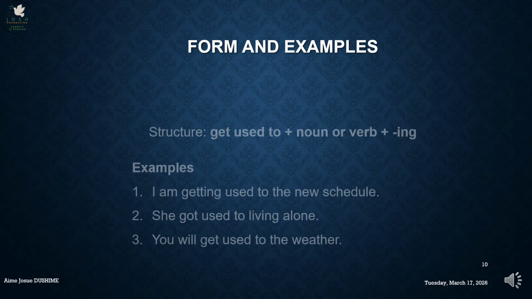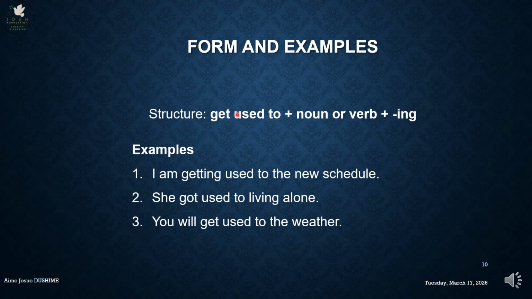Let's see the form and examples. This is subject plus get used to plus verb-ing form, gerund, or noun. I am getting used to the new schedule. This is like I'm in the process of trying to be okay with the new schedule. She got used to living alone. You will get used to the weather. Means there's a process of adaptation.